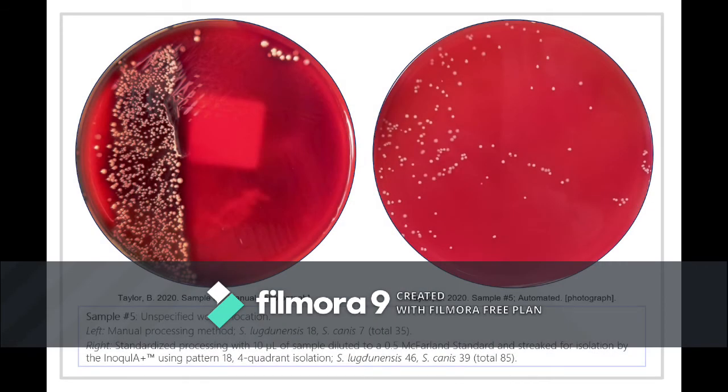Here is an image of sample number 5, unspecified wound location. The left-hand side is the manual processing method, and you can see there was an identification of Staphylococcus lugdunensis, 18 colonies, and Streptococcus canis, 7 colonies, completely isolated, totaling 35.